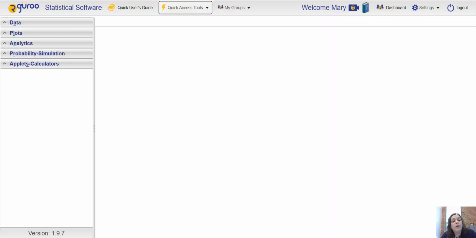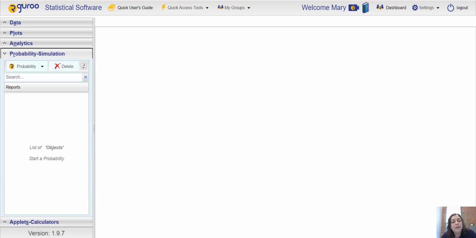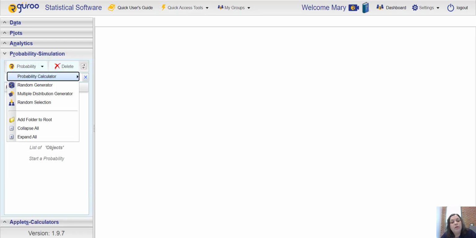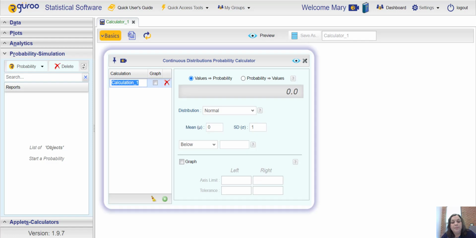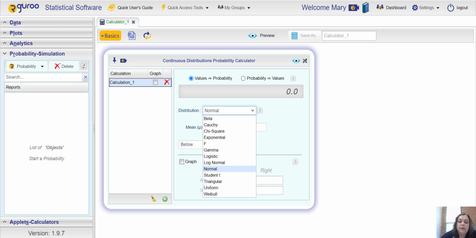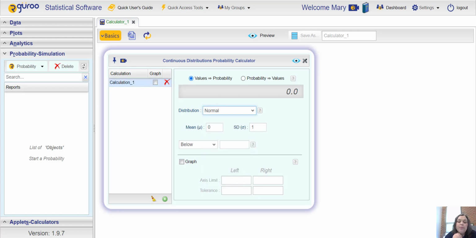So in Rguroo you're going to go to probability simulation, and in the probability drop down you're going to choose probability calculator. In the past we've chosen discrete, but this time we're going to choose continuous. And the distribution listed in the middle of the box should say normal. If it doesn't, click on it and change it to normal. Because we're trying to find a proportion, remember the area under the curve represents both proportion and probability. So we have values to probability. That's what we want to do.